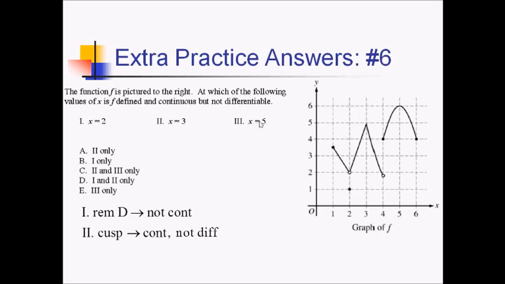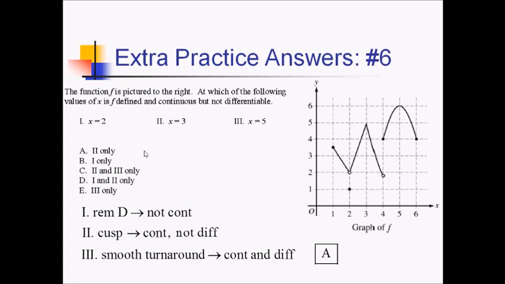X equals 5, continuous but not differentiable. At x equals 5, we have a smooth turnaround. We're definitely continuous there, and we're also differentiable. The derivative there we know is just going to be 0. So because of that, choice 3 is no good because it is differentiable there. So only choice 2 then, statement 2, option 2, which means we have to pick answer choice A that has 2 only.